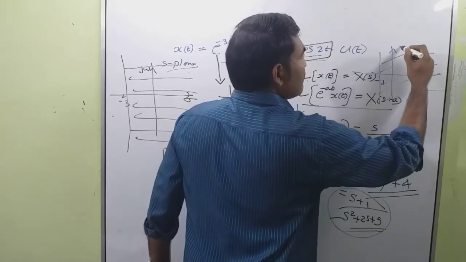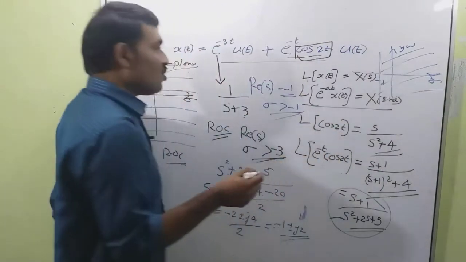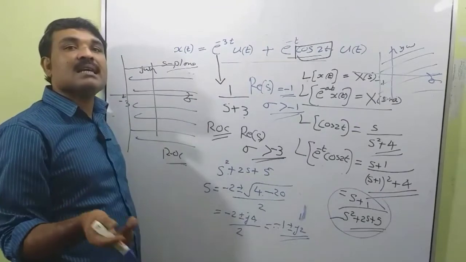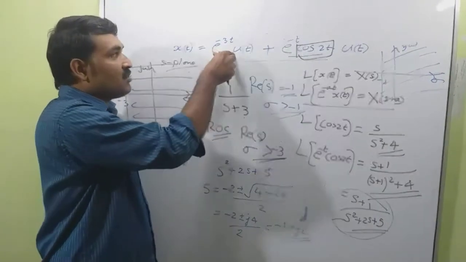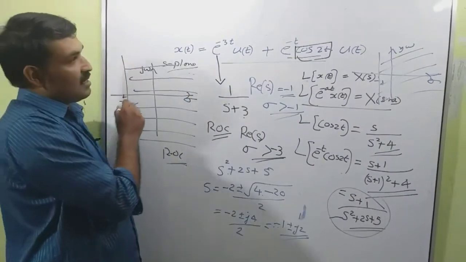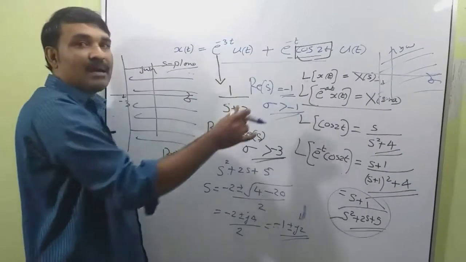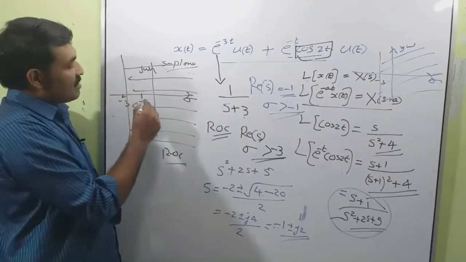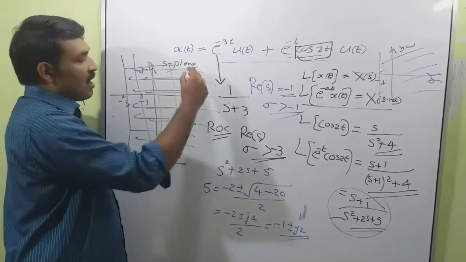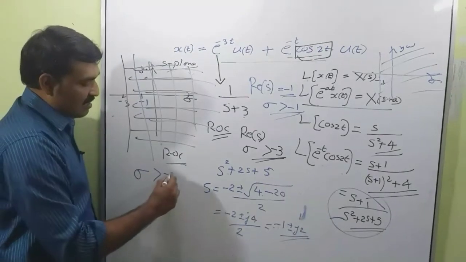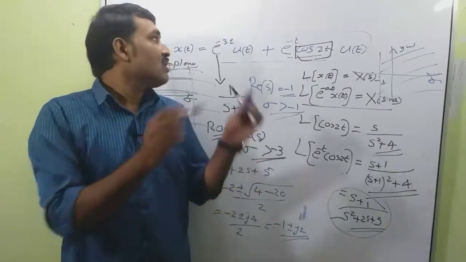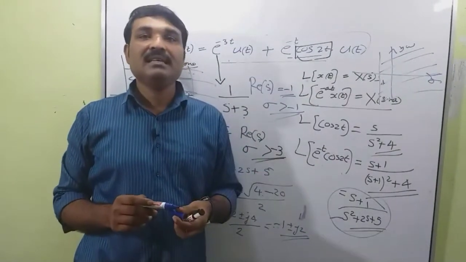This is our s plane, j omega sigma. So this is a linear combination of two causal signals. So the ROC is the intersection of the ROC of this portion with the ROC of this signal. The ROC of this is minus 3 and this is minus 1. So the ROC of the combined signal is the intersection, that is minus 1. So this portion of the s plane, the ROC is sigma greater than minus 1. This is the ROC of this signal x(t), that is the intersection of this portion and this portion. I think it is clear.